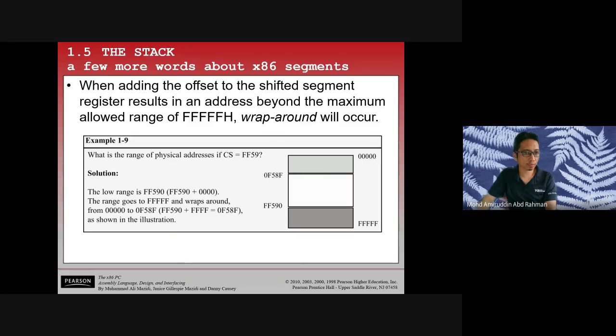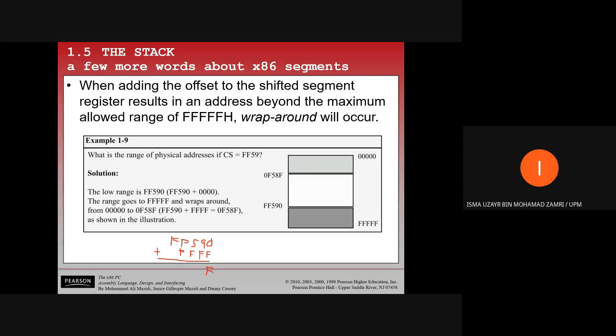You look at the back here. So if we have FF590 add with FFFF, what will you obtain? So you will obtain F, and then F added with 9. Because F is already 15, 15 add with 9, how many? 24, so it will become minus 16.